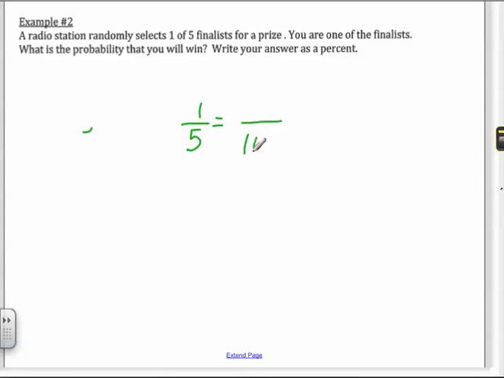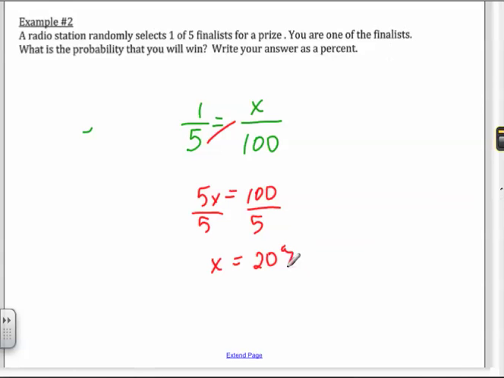So guys, I'm just going to use a proportion and find out what that is. Help me. Where would I go from here, Alex? Cross multiply. I get 5x equals 100. Divide by 5. And x is 20%. Yes, sir. 1 by 5. Yes.